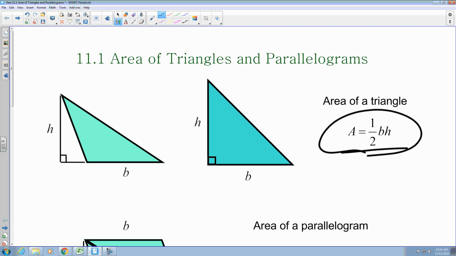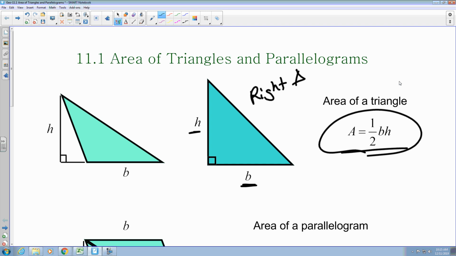So if you're looking at a right triangle like we have here, essentially it doesn't really matter which one is your height and which one's your base, because your two legs are going to be represented by your height and base. So the only thing that you couldn't use is your hypotenuse.